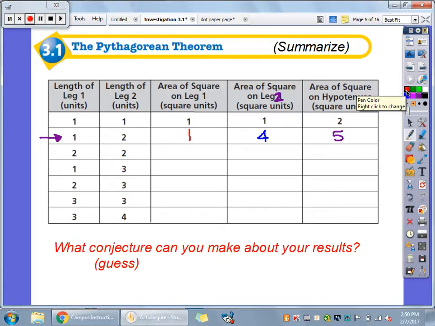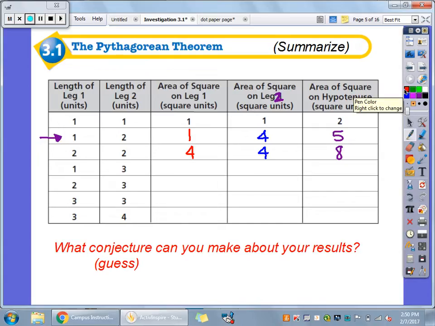Okay, so back to our chart here. If you have a triangle with two legs of 2 units each, the area of the square on the first leg should be 4, the area on the second leg should also be 4, and then your square on the hypotenuse should be 8.